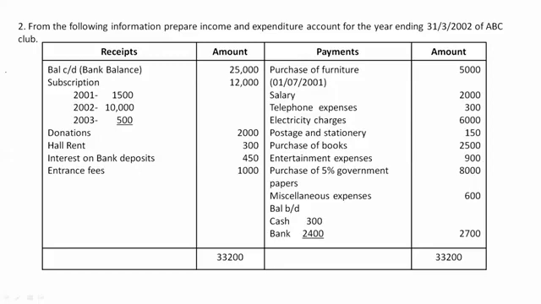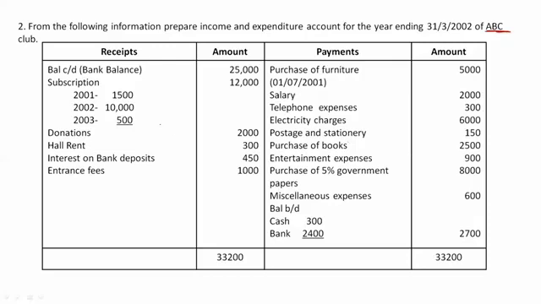Yes, so they are telling that we need to prepare income and expenditure account for this club. Assume it's a sports club. Clear? So basically in the question itself, receipts and payments account is given. With the help of this, we need to prepare income and expenditure account.